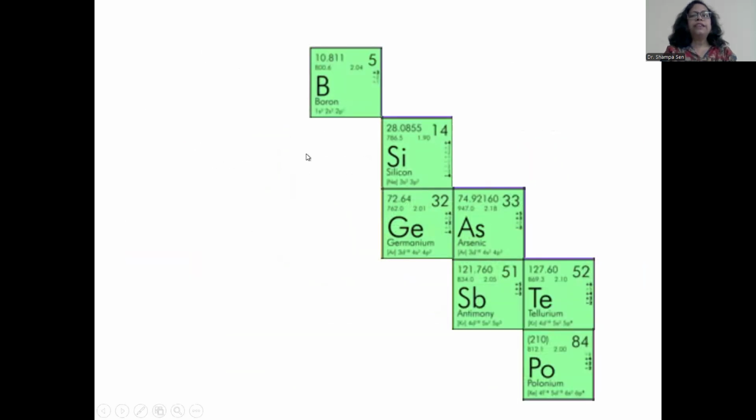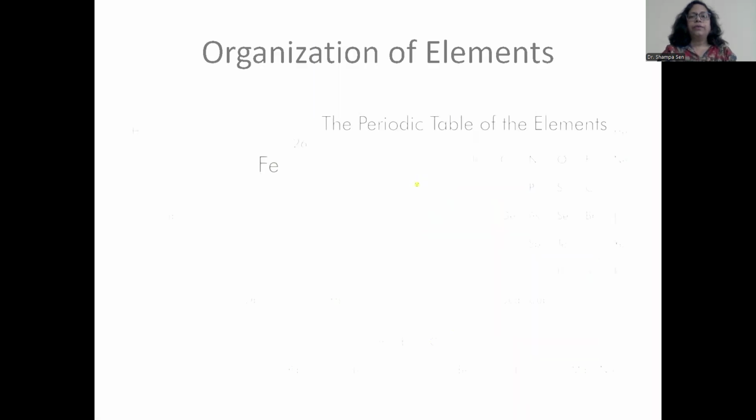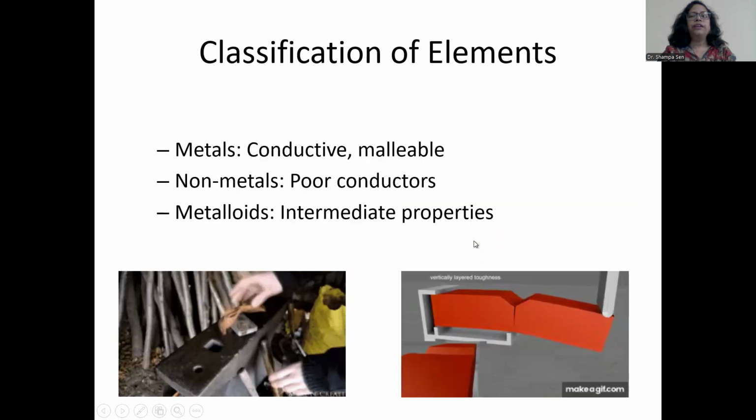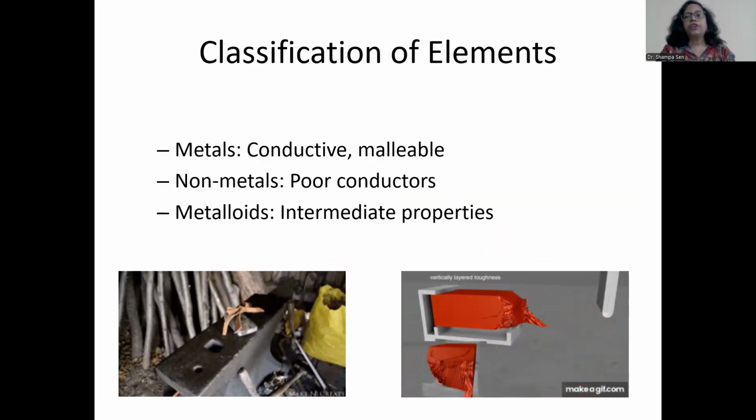And what's this? This is diagonally placed in between metals and non-metals. They are metalloids. So you can see in the periodic table this diagonal separation.